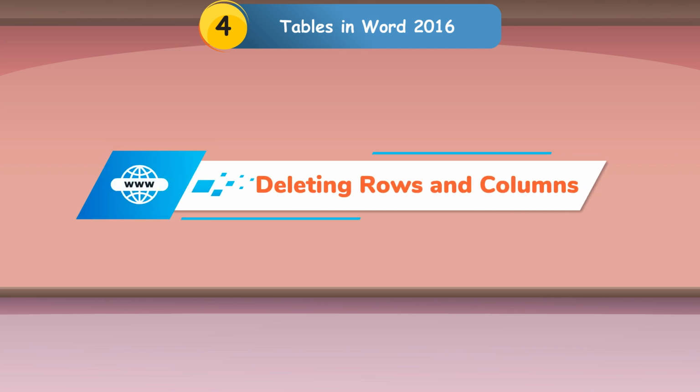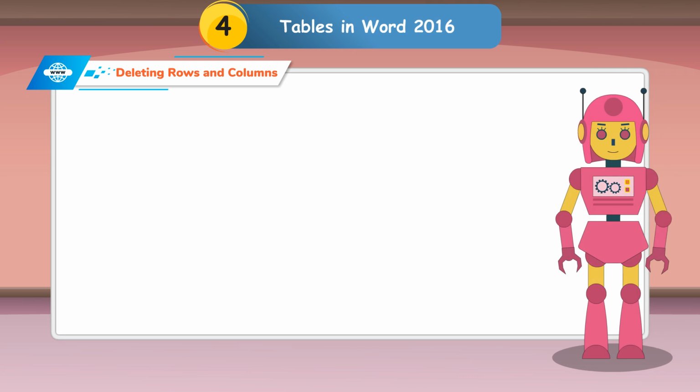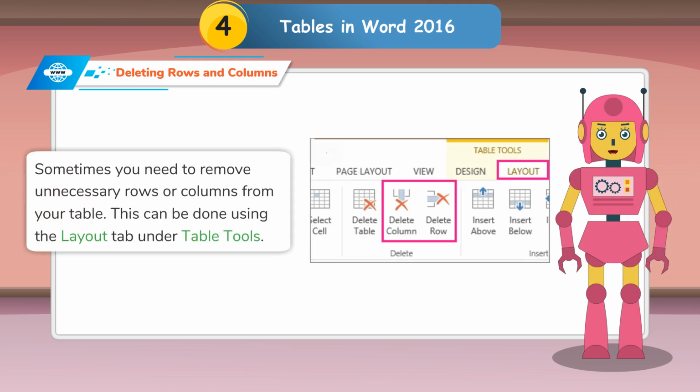A blank column will be inserted at the required place in the table. Deleting rows and columns. Sometimes you need to remove unnecessary rows or columns from your table. This can be done using the Layout tab under Table Tools.